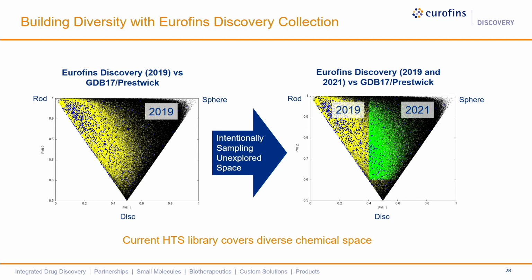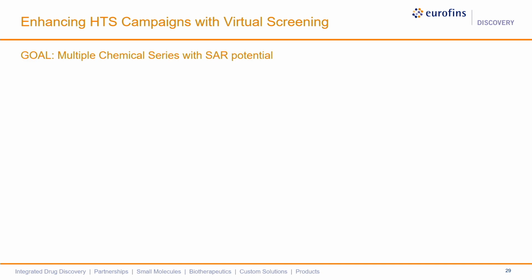Okay, so this is the HTS library, which ranges in the 100,000s of molecules. What about the virtual library? Again, just a reminder, most of the time the main goal is to identify multiple chemical series that have SAR potential. And what is better than enumerating all possible synthesizable compounds that are available for purchase?